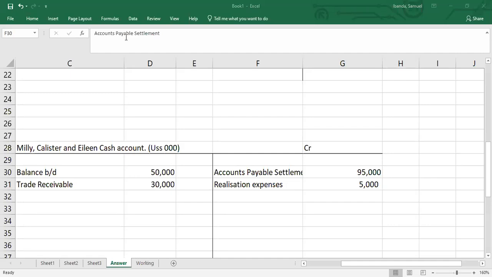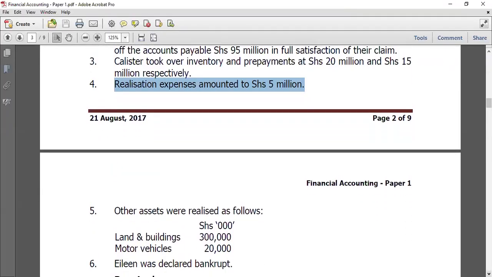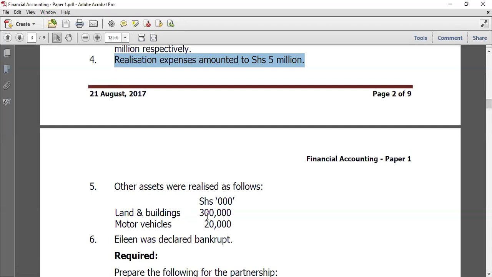Okay. So they have also told us that other assets, land and building, were realized as well. We have land and building worth 300 million and then motor vehicle worth 20 million. They're telling us that these were realized as follows. So it means that I'll take these values the way they are and credit my realization account.